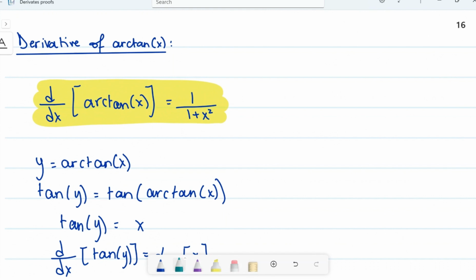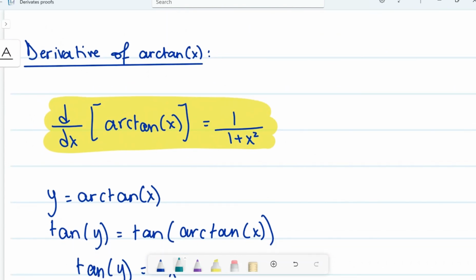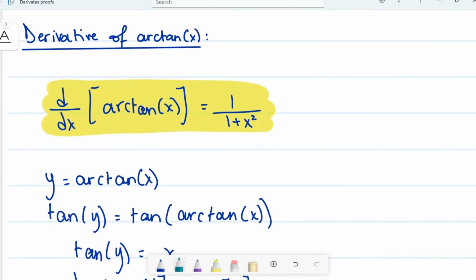Let's move to the derivative of arctan of x. It's slightly simpler. So the derivative of arctan of x is 1 divided by 1 plus x squared. Again, this uses implicit differentiation. We define y to be arctan of x. We take the tangent of both sides of the equation. We get tan of y equals tan of arctan of x.